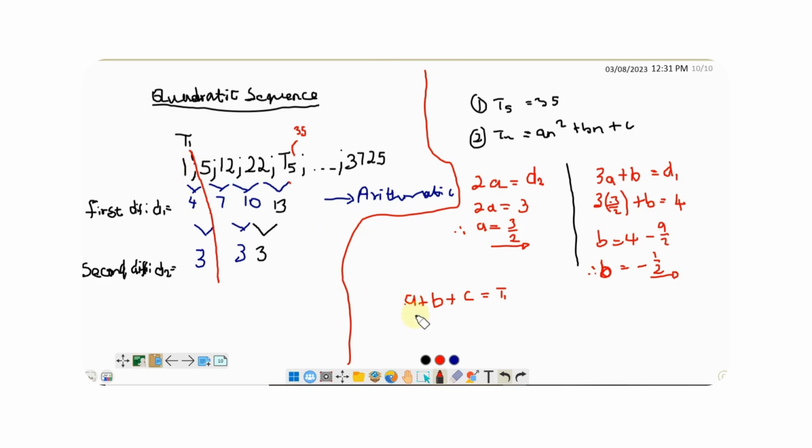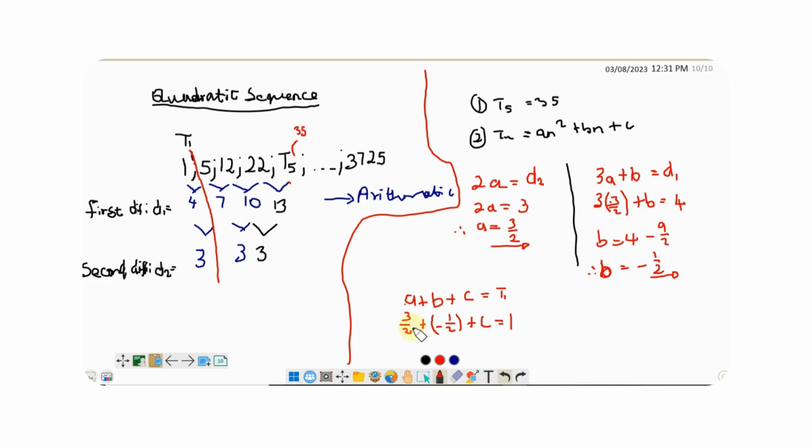So a is 3 over 2, plus b. b is negative 1 over 2, plus c equals term 1. Term 1 is what? 1. It is 1.